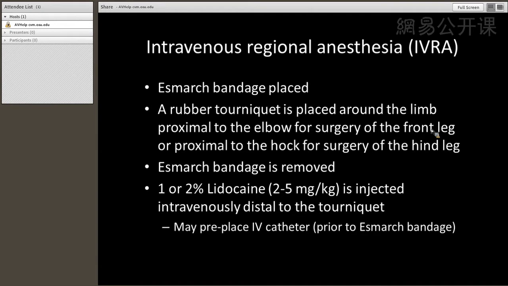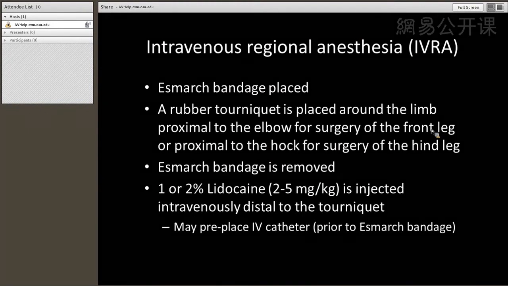The fun part comes when you then have to try to inject into a vein. You got all that blood out of there, so how are you going to find the vein? Well, not all the blood's going to be out. What some people will do is place an IV catheter first, and then do their Esmarch bandage and place their tourniquet, take their Esmarch off, and then they already have a catheter placed into a vessel. So there are 2 alternatives for how to do that.